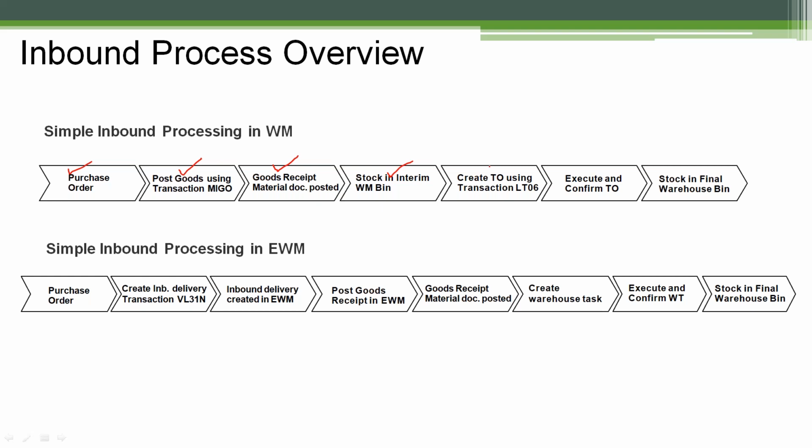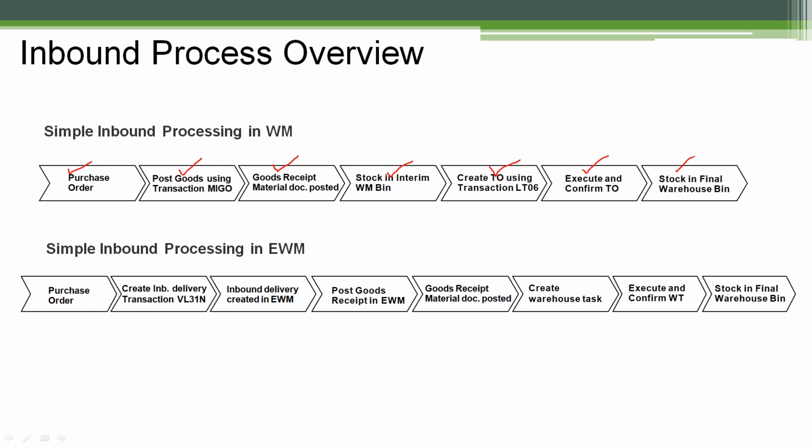In WM, we use transaction LT06 to create a transfer order. This is a document required to track the movement of your products within a warehouse. So in WM, we use transfer orders, and after carrying out the movement, we confirm the transfer orders. The warehouse stock is seen in the final bin, and that way we complete our process. And this is how our inbound process is done in WM.